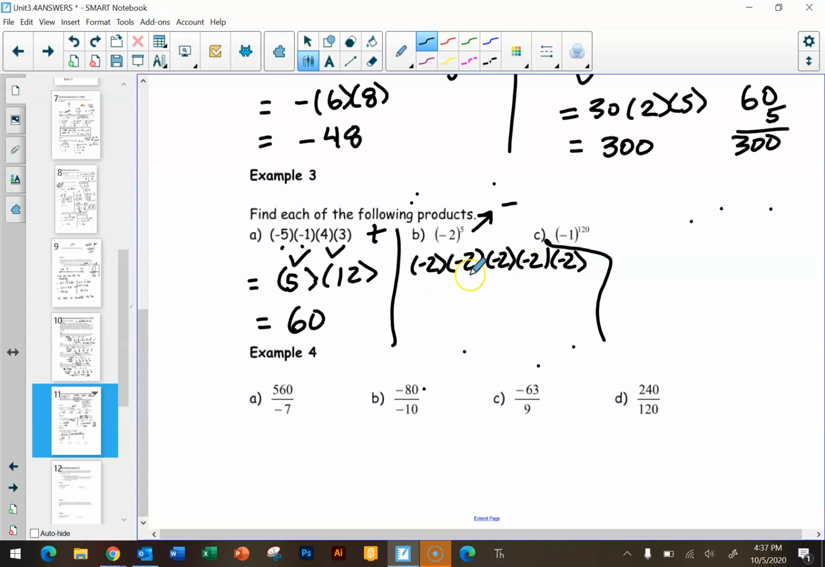So 2 times 2 is 4. 4 times 2 is 8. 8 times 2 is 16. 16 times 2 is a negative 32 because I decided early that it had to be negative.